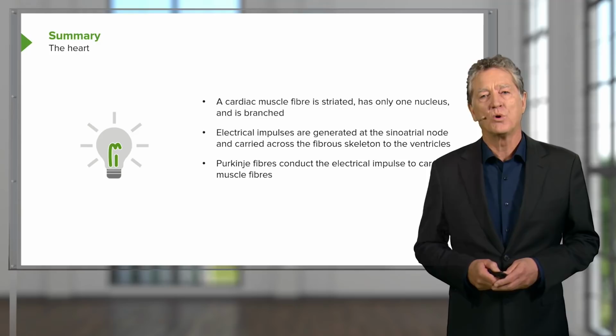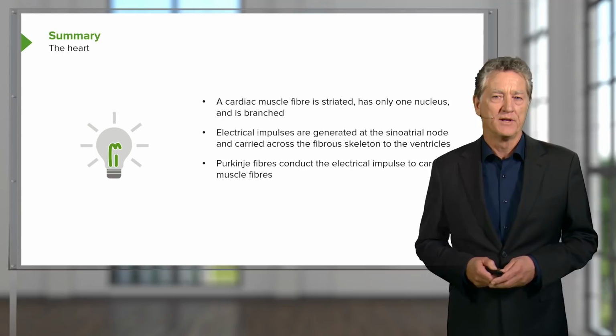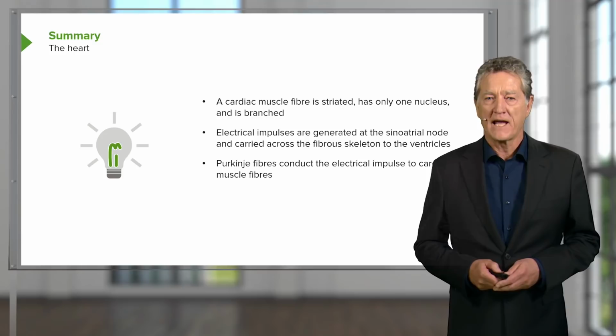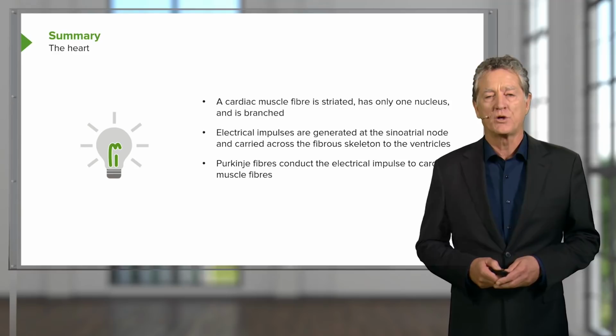And it's important to know the difference between the cardiac muscle fibres that contract and these Purkinje fibres that just transmit the impulse. Recall that the Purkinje fibres, being just a conducting muscle cell, don't contract and therefore don't have the apparatus to contract. Therefore, they don't stain as heavily as normal cardiac muscle cells stain.